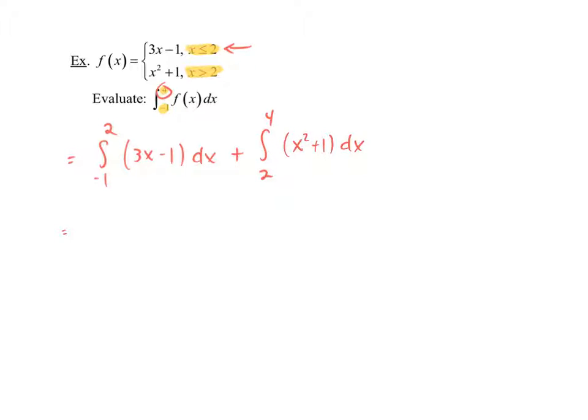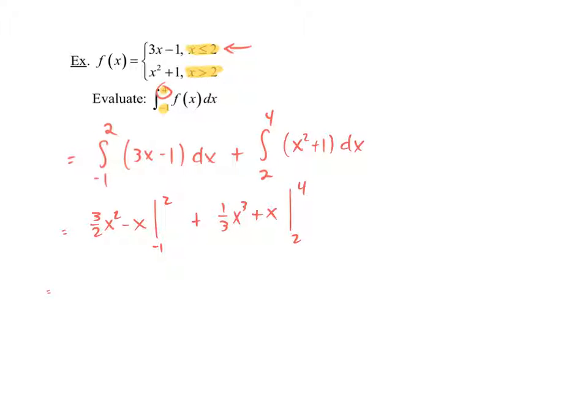Okay, so now I'm going to find these integrals one at a time. The antiderivative of 3x minus 1 is going to be 3/2 x squared minus x, and I'm going to evaluate that from -1 to 2, plus the antiderivative of x squared plus 1, which will be 1/3 x cubed plus x, evaluated from 2 to 4.